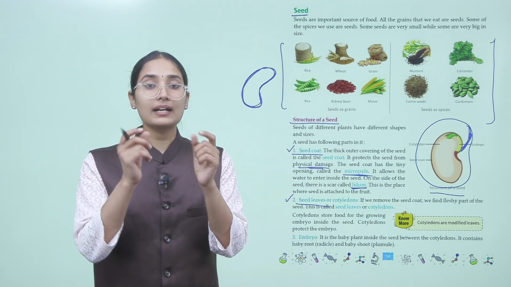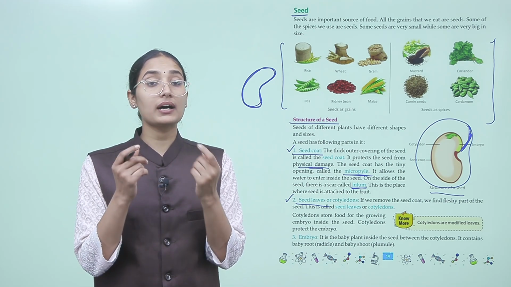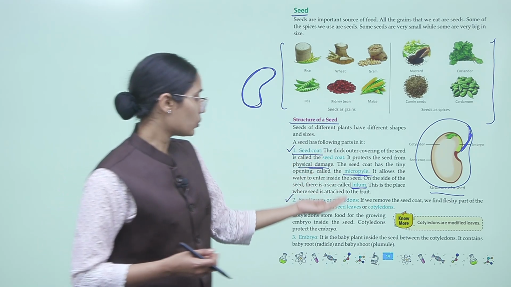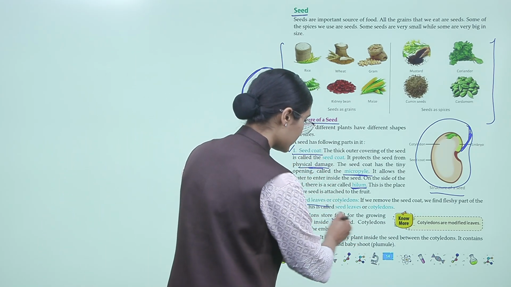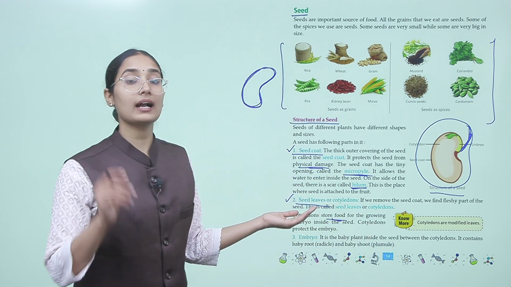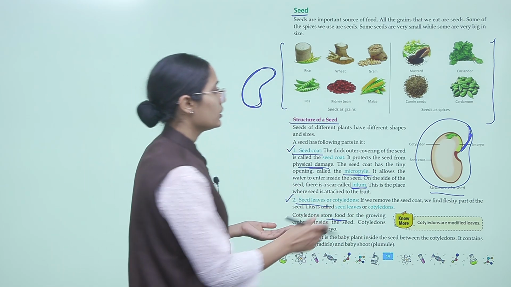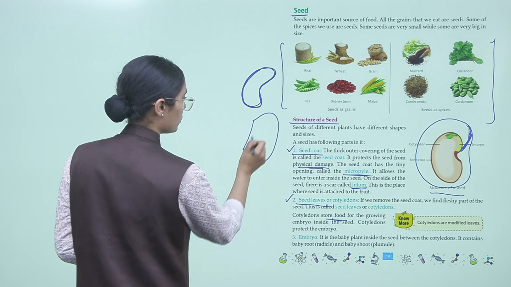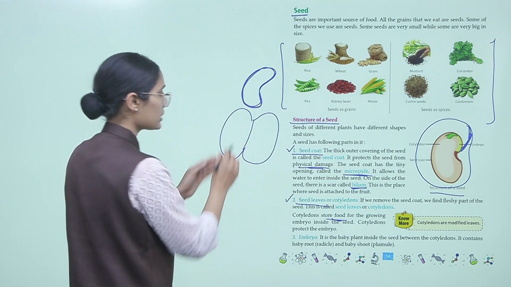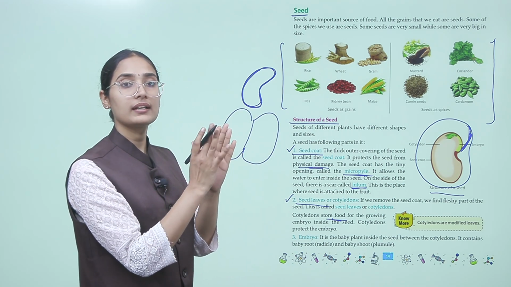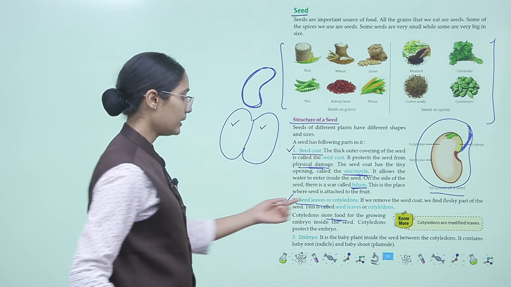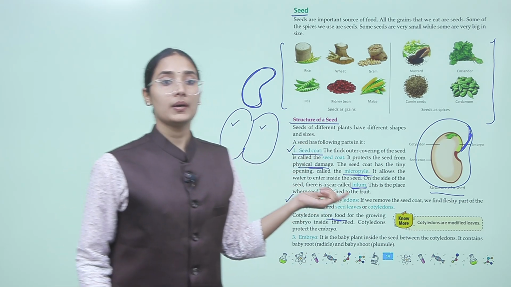So the part that we eat, right? The part that we eat is basically what? The food, okay? The stored food, and that is called cotyledons. So have you ever seen rajma, okay? It looks like this when we open it, right? It breaks into two equal parts. So these are cotyledons, right? The thing we are talking about.